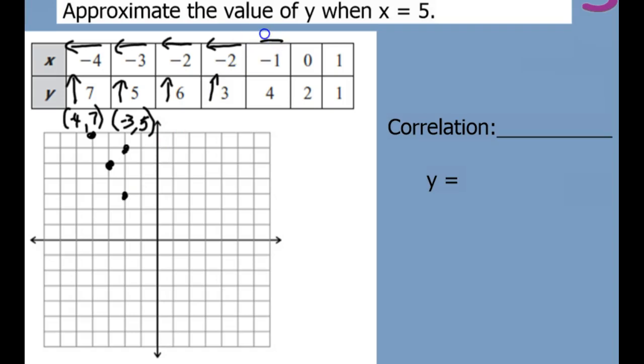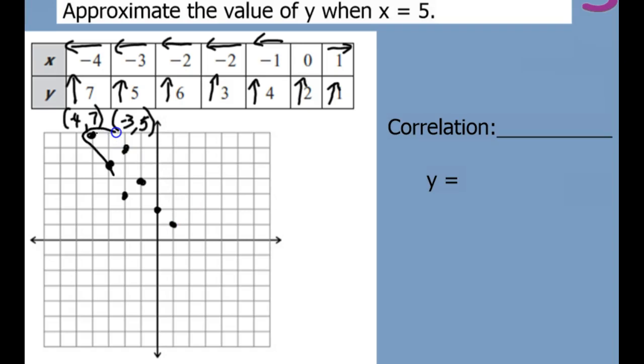This one we're going over to the left 1 and up 4. So left 1, up 1, 2, 3, 4. Here we're not going anywhere, we're staying at 0, but we're going up 2. Here we have a positive 1, so instead of left, we're going to go right. And we have a positive 1 on our y, so we're going to go up. So over 1, up 1.